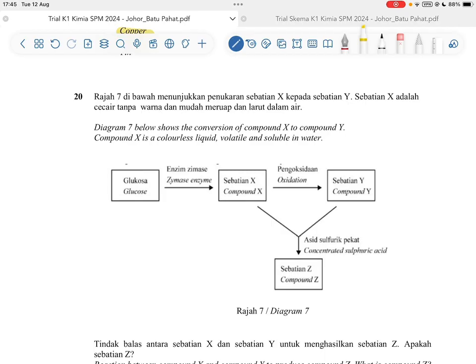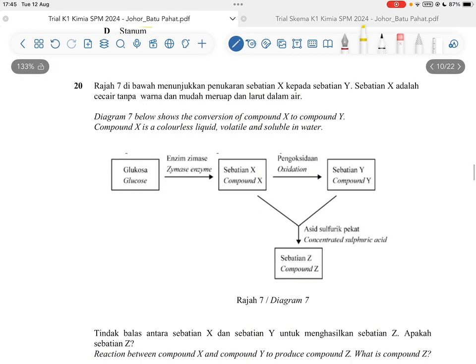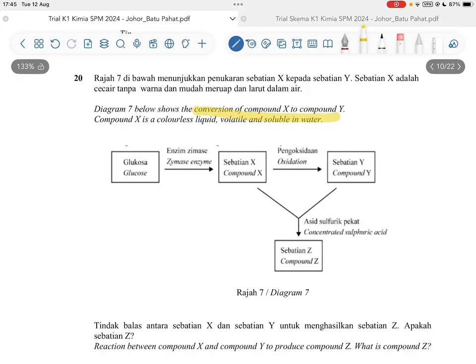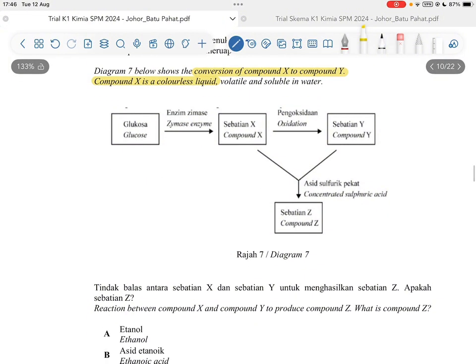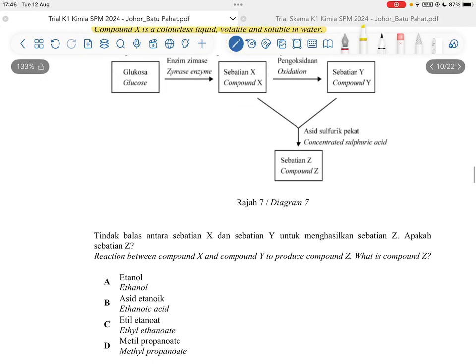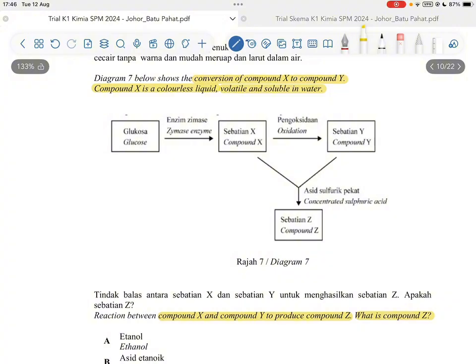So let's look at question 20. Diagram 7 below shows the conversion of compound X to compound Y, and compound X is a colorless liquid. The hint given is volatile and soluble in water. It is asking what compound Z is. The reaction between X and Y will produce Z. This requires you to be very familiar with the conversions of organic compounds from one to another.